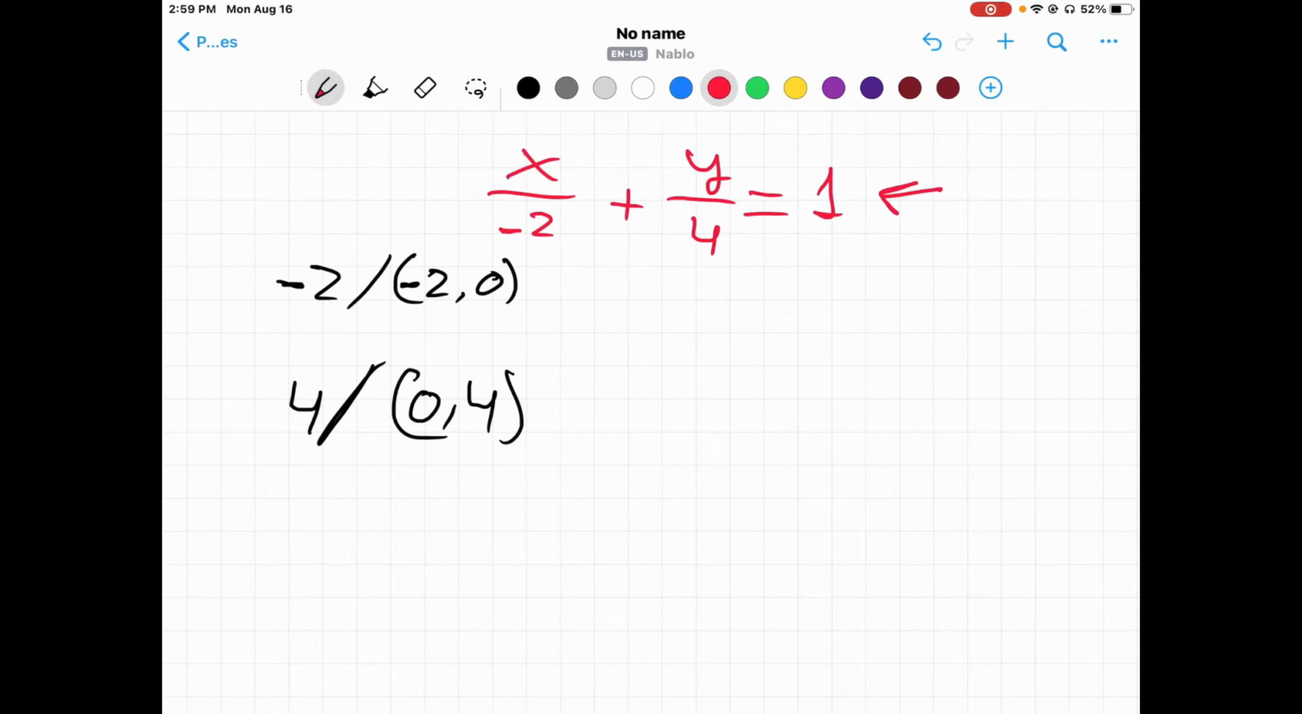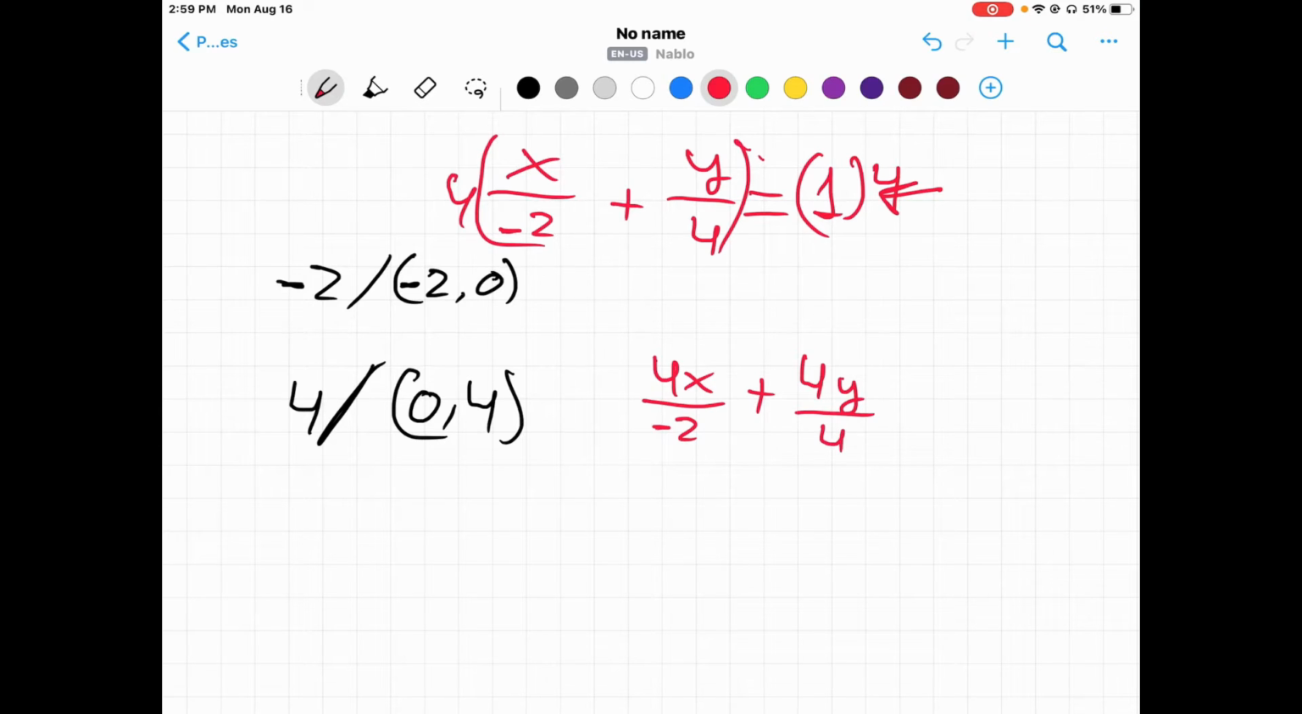Now just to show you that this works, I'm going to turn this equation into slope-intercept form and go on from there. So first, I'm going to multiply both sides by 4. And here, I will get 4x divided by negative 2 plus 4y divided by 4 equals 4.